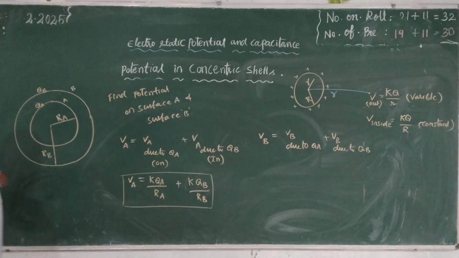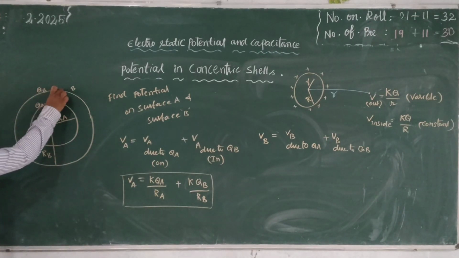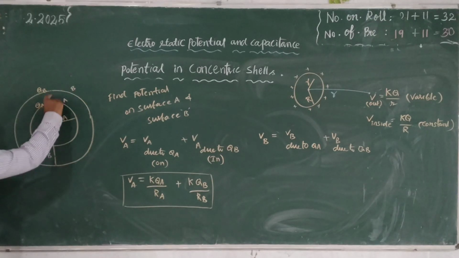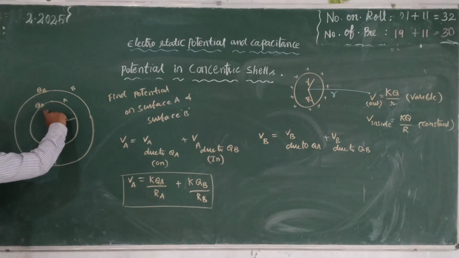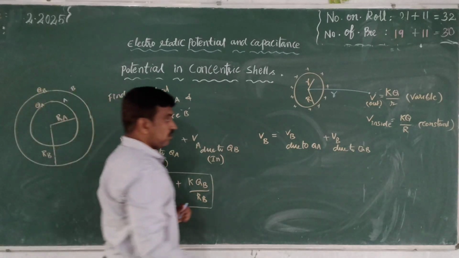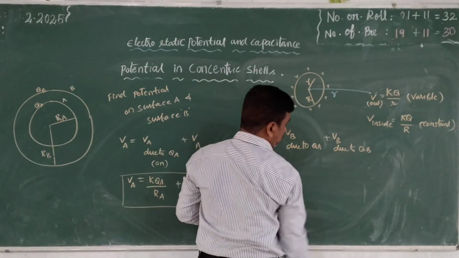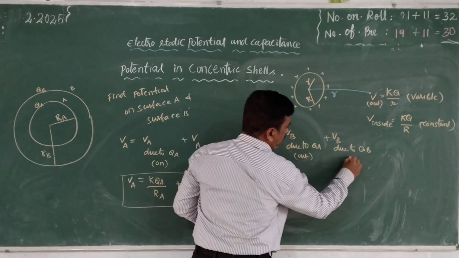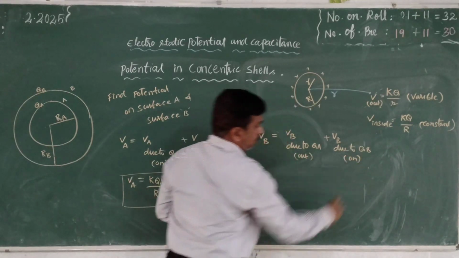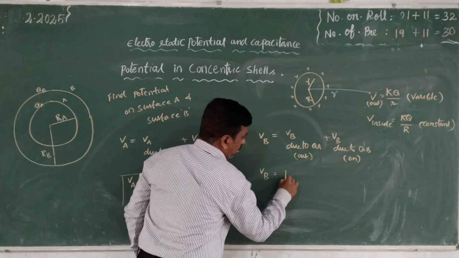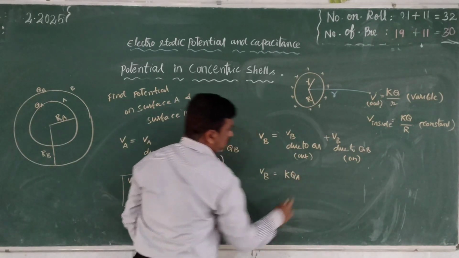Here, the potential on B due to QA is an outside point. The potential on B due to QB is on the surface. So the potential on B due to QA is kQA, since it is an outside point.